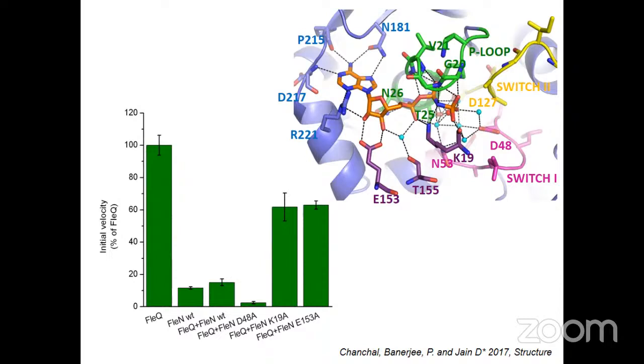On the other hand, we made this catalytic mutant, which can bind efficiently to ATP but cannot hydrolyze it. So it gets locked into a dimer, and you see that the inhibition is so great. So yeah, maybe it's a partial loss of ability.